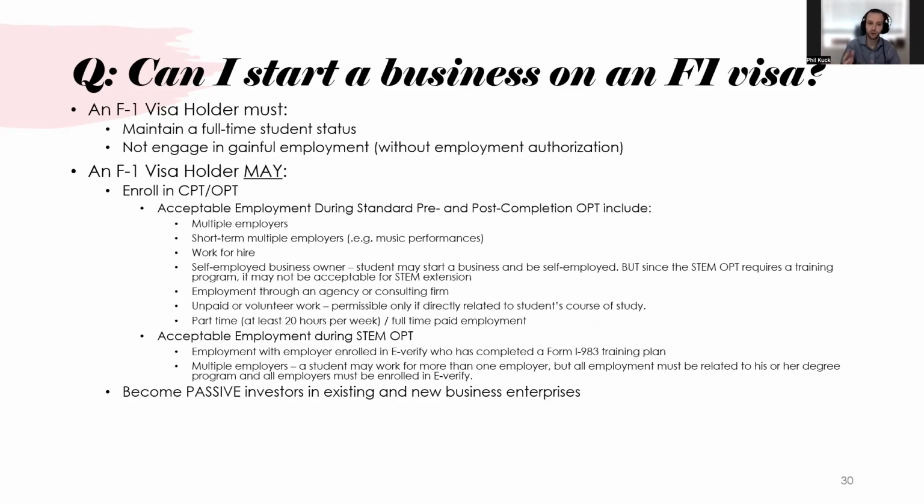Acceptable employment during the standard pre and post completion OPT includes multiple employers, short-term, multiple employers, work for hire, self-employed business owner. But this is the key, is that you can start a business and be self-employed, but for STEM OPT, because they require a training program, it probably won't fly for the STEM extensions. So, maybe up to a year, right? Because you're probably not going to get the STEM extension there.